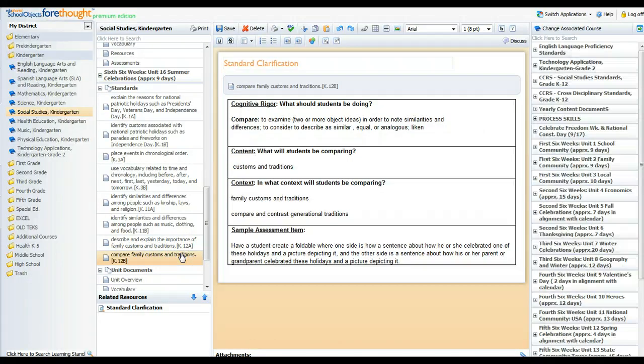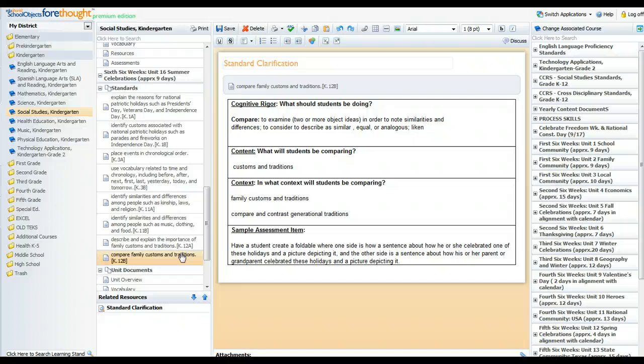I had an example assessment item, which is really more of a task you could give, but through this you would be able to see mastery. You have the students create a foldable where one side is a sentence about how he or she celebrated one of these holidays and a picture depicting it. And the other side is a sentence about how his or her parent or grandparent celebrated the holiday and a picture depicting it.